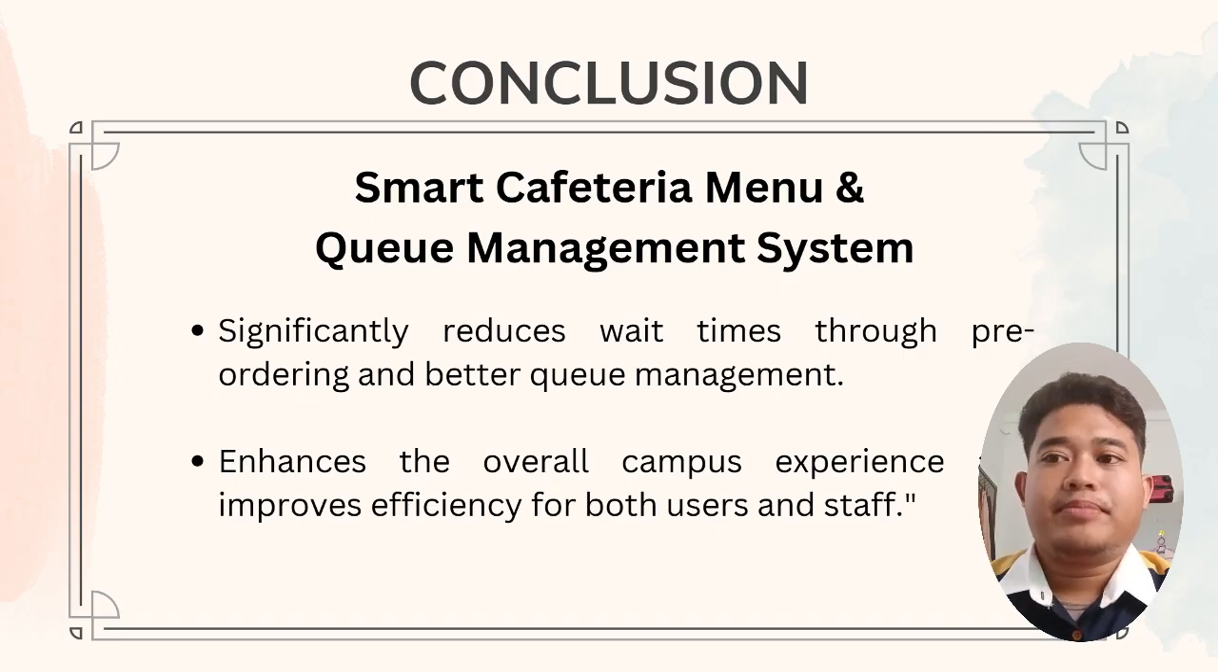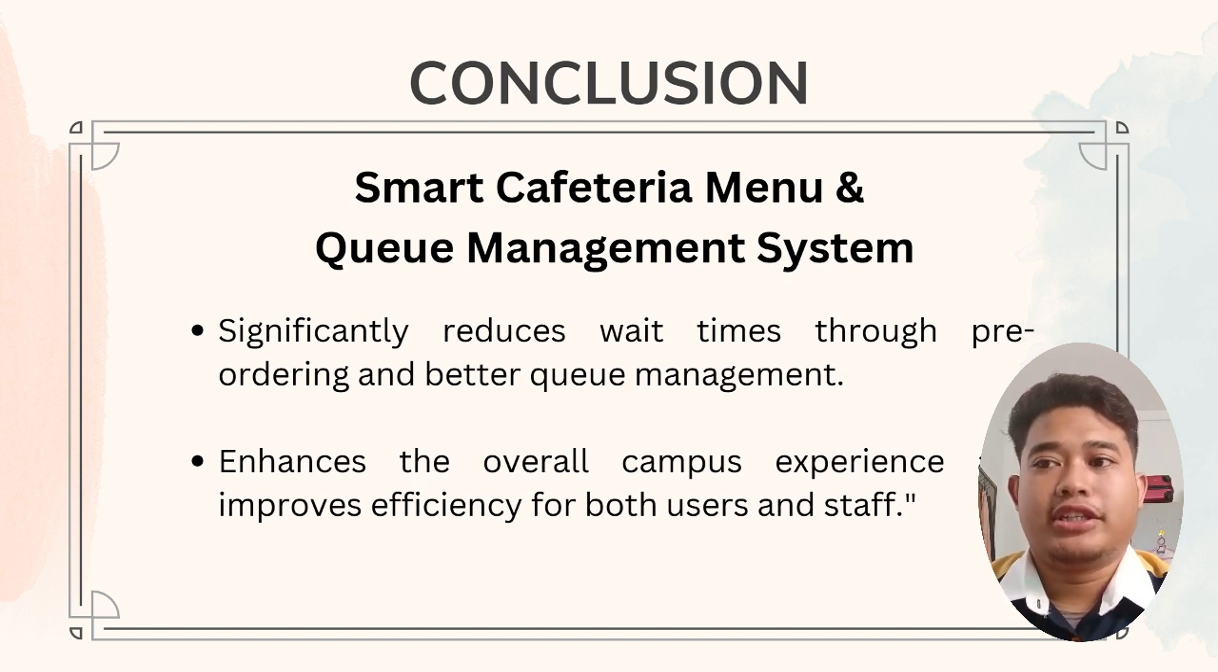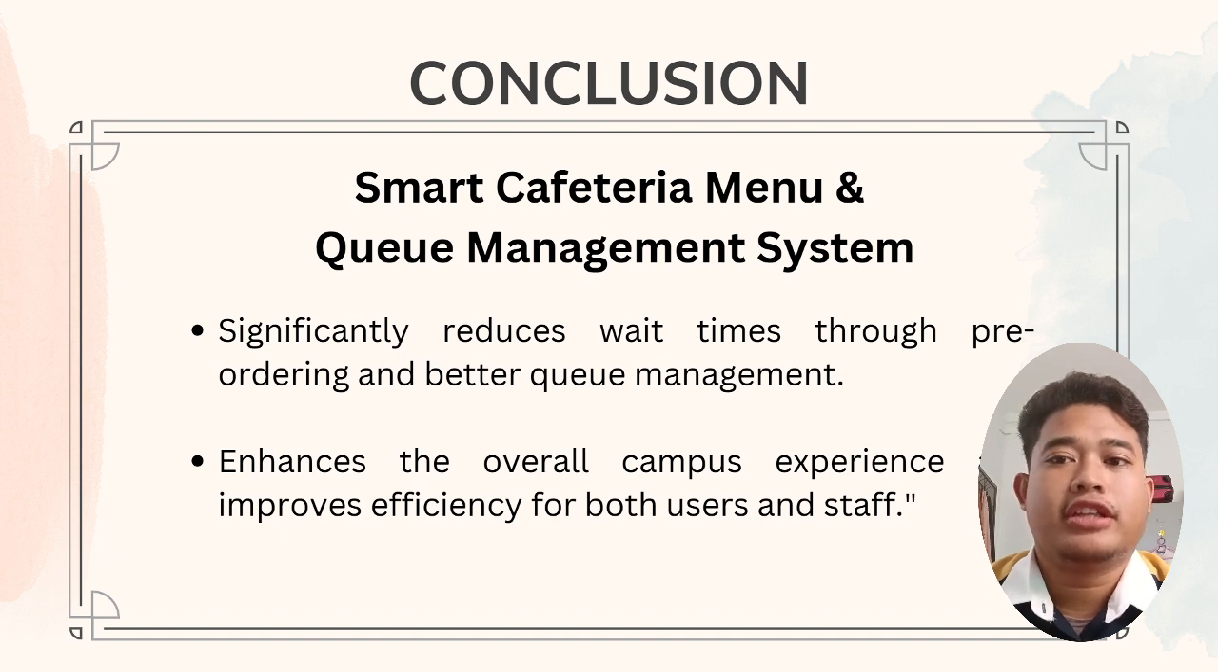So, to wrap things up, our smart cafeteria system aims to transform the daily cafeteria routine by introducing pre-ordering, real-time updates, and better queue management. We are confident we can significantly reduce wait time and improve efficiency for both users and staff. This project represents a step forward in enhancing the campus experience here at UiTM. That's all from us. Thank you.